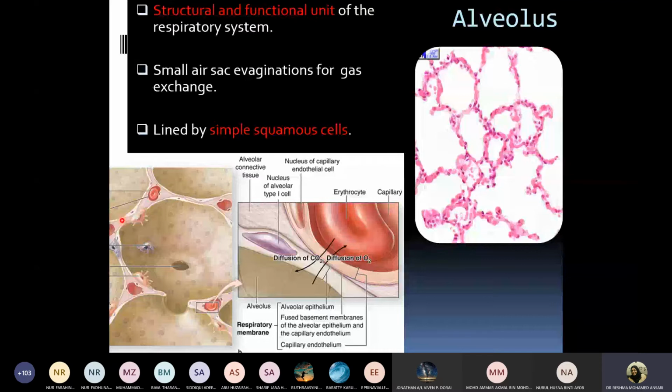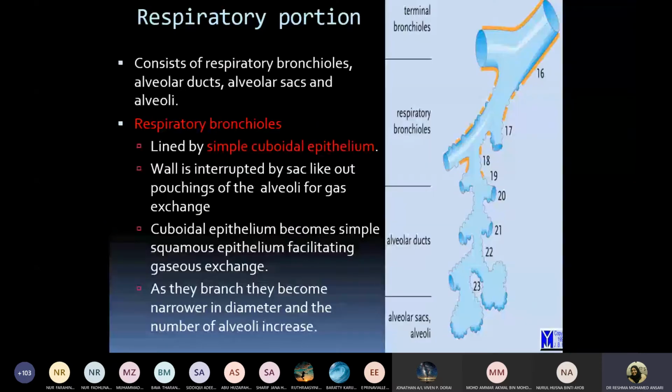In this one, the areas where the orange ones are, usually it is simple cuboidal. But when they start having these outpouchings coming out, that area will have simple squamous. So both are correct. So it changes from simple cuboidal to simple squamous? Yes. The height of the epithelium keeps on decreasing. Thank you. Okay.